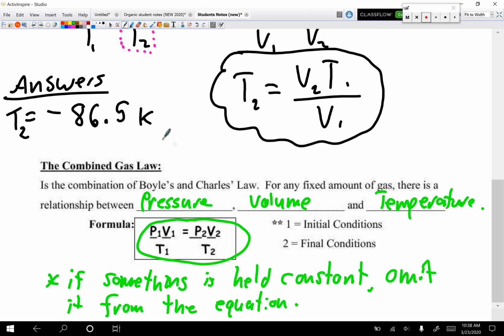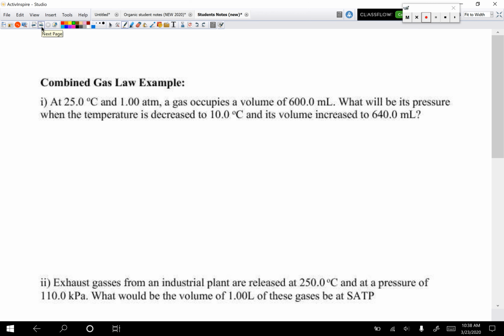So let's look at actually using this inside of equations. We're going to look at our first example. We have a combined gas law example where at 25 degrees Celsius and 1 atmosphere, a gas occupies a volume of 600 milliliters. What will its pressure be when the temperature is decreased to 10 degrees Celsius and the volume is increased to 640 milliliters? So we have a bunch of stuff going on here.